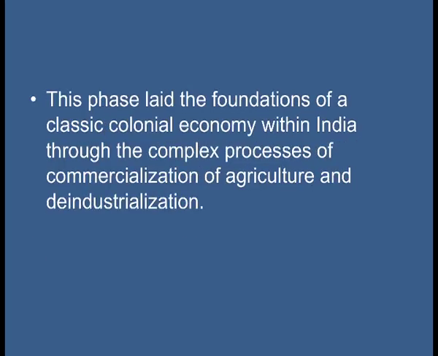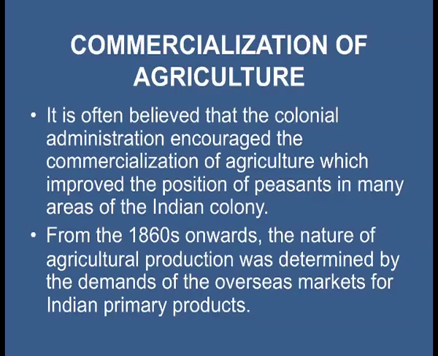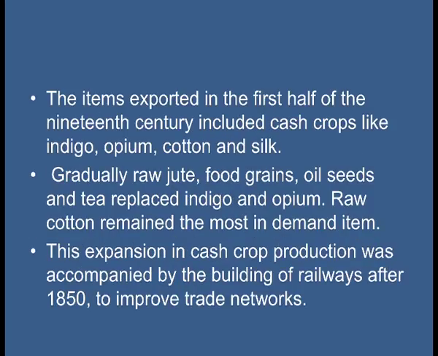This phase laid the foundations of a classic colonial economy within India through the complex processes of commercialization of agriculture and deindustrialization. It is often believed that the colonial administration encouraged the commercialization of agriculture, which improved the position of peasants in many areas of the Indian colony. From the 1860s onwards, the nature of agricultural production was determined by the demands of the overseas market for Indian primary products. The items exported in the first half of the 19th century included cash crops like indigo, opium, cotton, and silk.